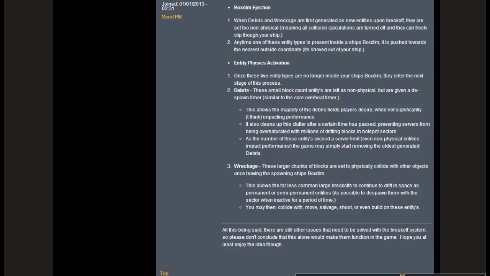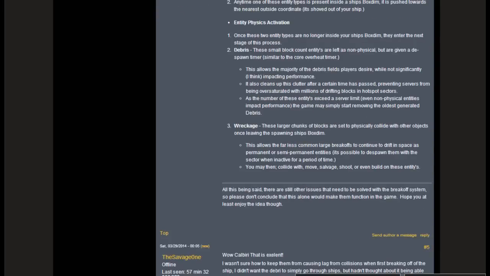And then for the wreckage, which is the larger chunks of blocks, they're set to physically collide with other objects once leaving the spawning ship's box dim. This allows far more common large break-offs to continue to drift in space as permanent or semi-permanent entities, which may despawn when inactive for a period of time, so you may then collide with, move, shoot, or even build on them. That being said, there are still other issues that need to be solved with the break-off system. Hope you at least enjoy the idea.